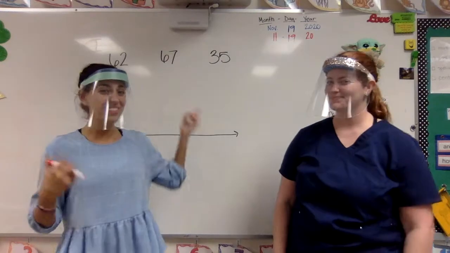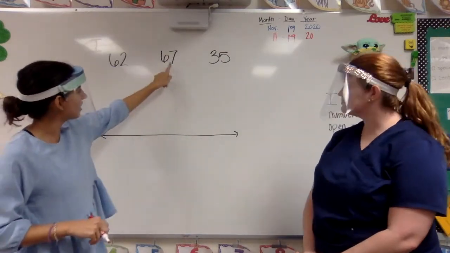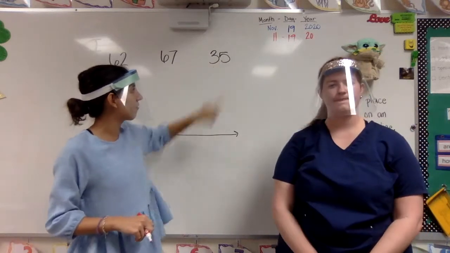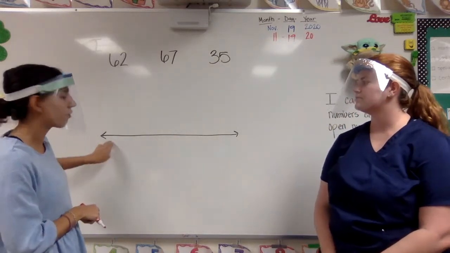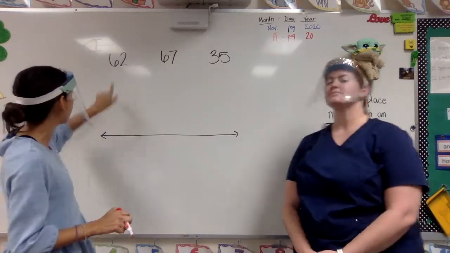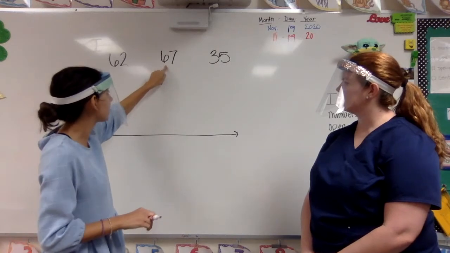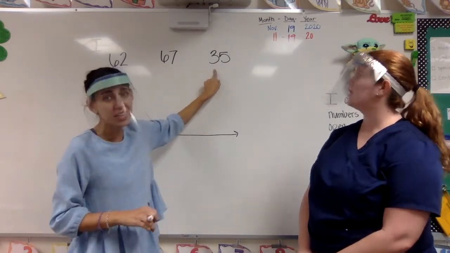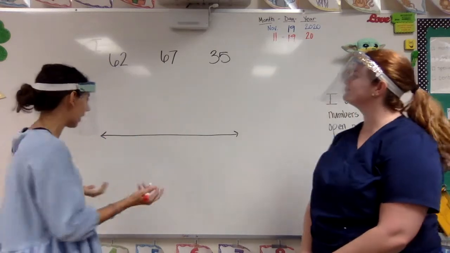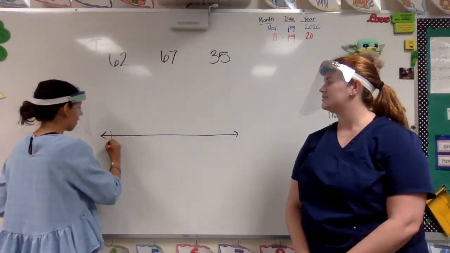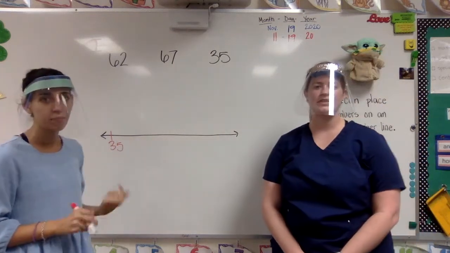All right, I have 3 more numbers. I have the numbers 62, 67, and 35. Well, if I'm looking at these numbers, I am looking for my least number first. So I know I have a 6 in the tens place here, a 6 in the tens place here, and a 3 in the tens place here. Well, 3 is definitely less than 6. So I'm going to put 35 on the left side of my number line.